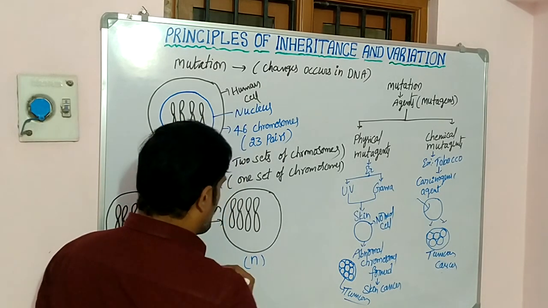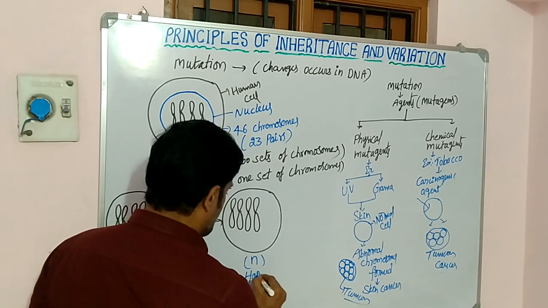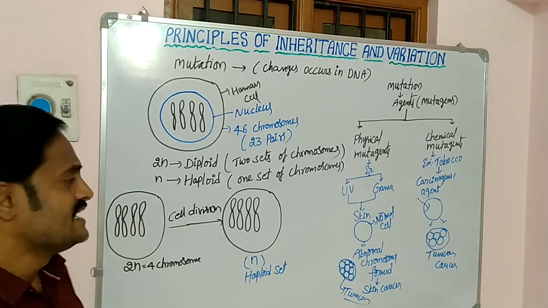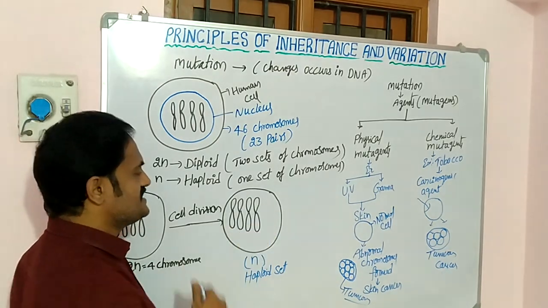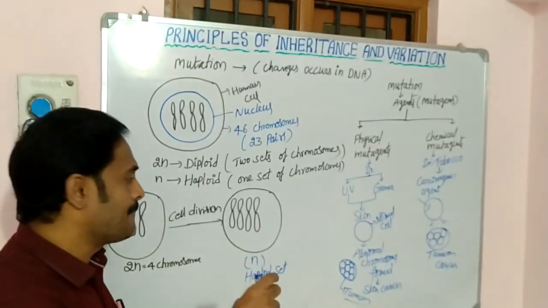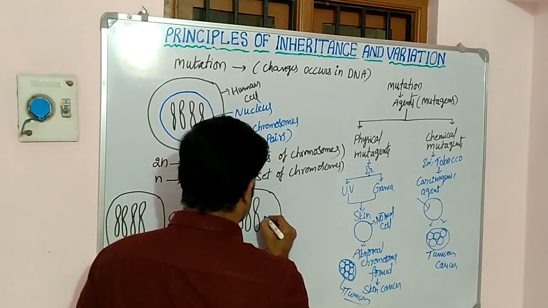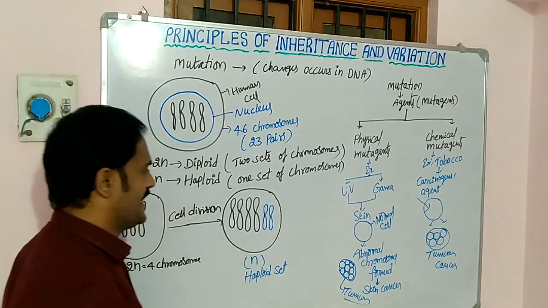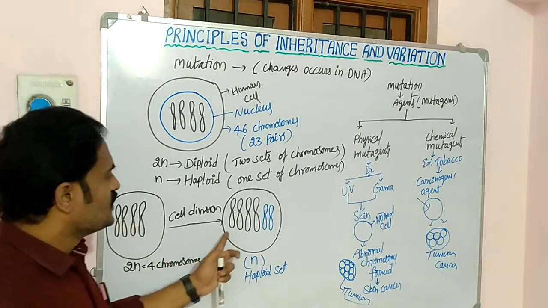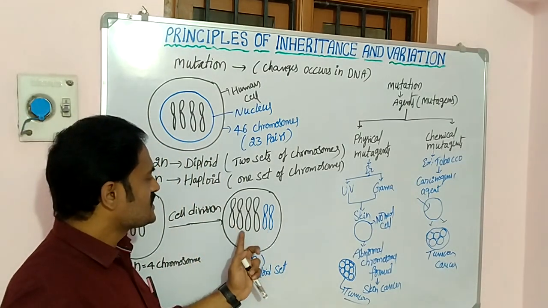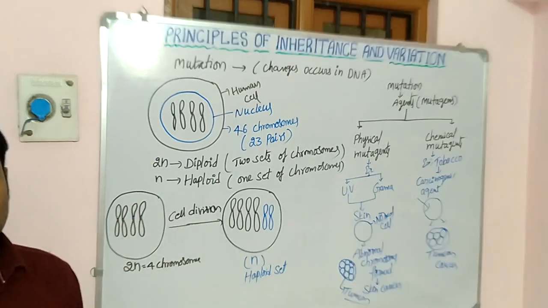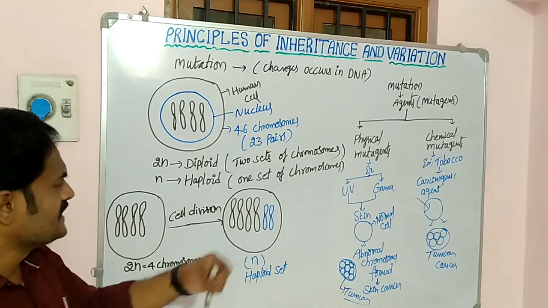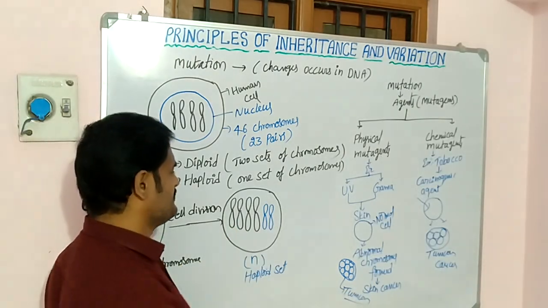N means what? Haploid set. One haploid set is gained by this cell. That means addition of one haploid set. This is the addition of one haploid set. So then it forms a total of 6 chromosomes. Then again it participates in the cell division.